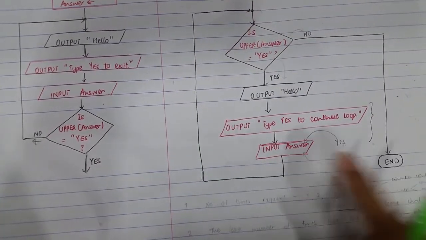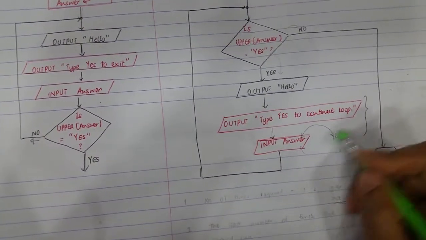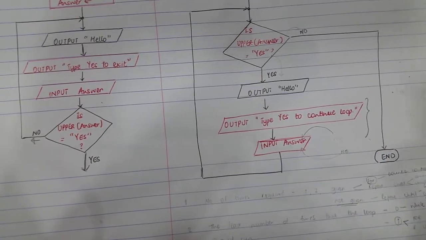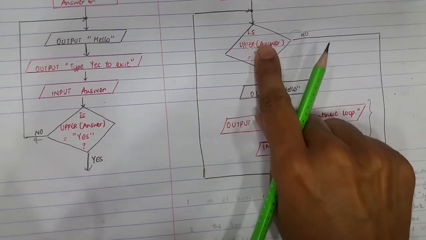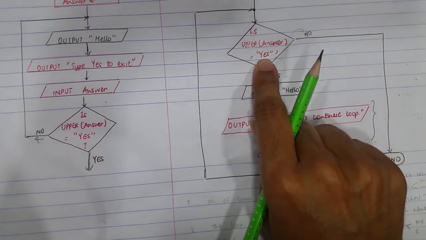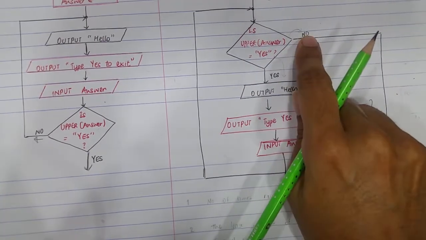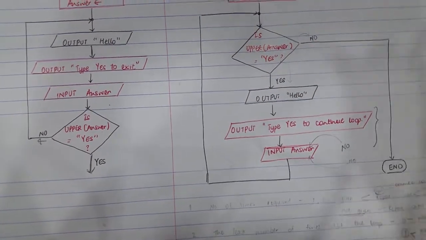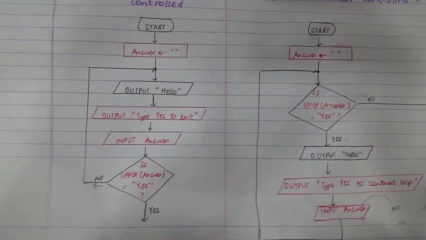Comment allez-vous mettre no là-dedans? Alors, si à un moment donné, il met no, then no is converted in uppercase and compared to yes in uppercase. So it is not true. Then it is going to follow this path and get out of the loop. Right? Now, next thing, à noter aussi.